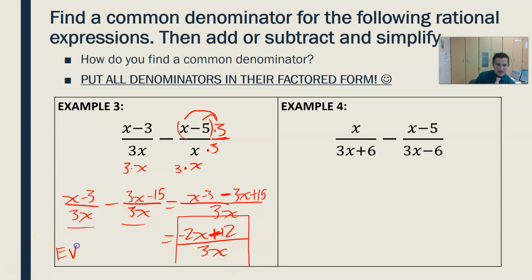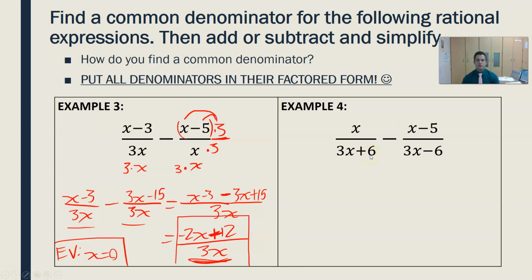If I want to know my excluded values, I need to know, before I simplify anything, what value of x is going to make the denominator 0. So if I set 3x equal to 0, divide by 3 on both sides, I get x equals 0. So my excluded value is x equals 0. When x equals 0, that expression is invalid because it will force me to divide by 0. Okay, let's look at one more example.